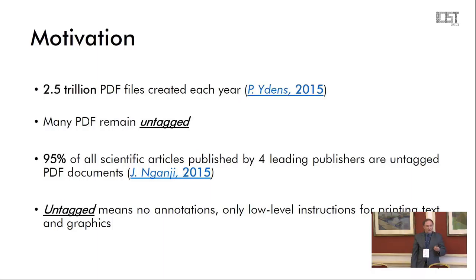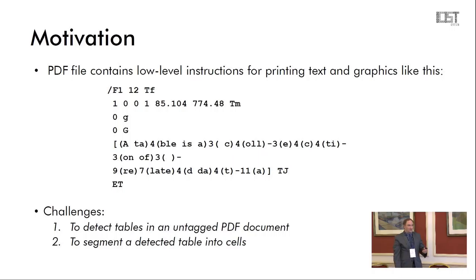And if we look at scientific articles, we find that more than 90% of these articles, which are published by four leading publishers such as Springer, Elsevier, and so on, are presented in untagged PDF format. It means that it is easy for a human to read this document and easy to print it on a printer, but it is hard enough to get the structure of the information. And if we want to get data from tables, it is hard enough.